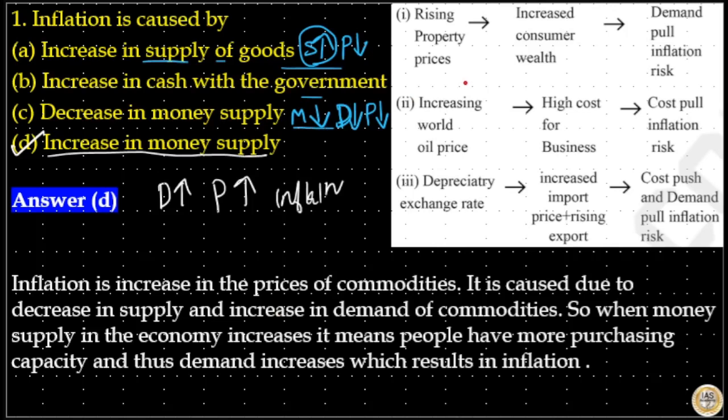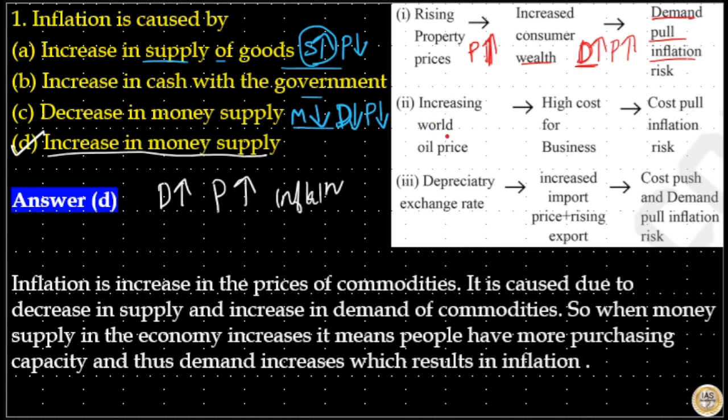There are other reasons for inflation as well. One is rising property prices. When property price rises, people's asset value increases, which means people have more wealth with them. When people have more wealth, their demand increases. When demand increases, price increases. Because of this demand, price increases, so demand pull inflation will happen.